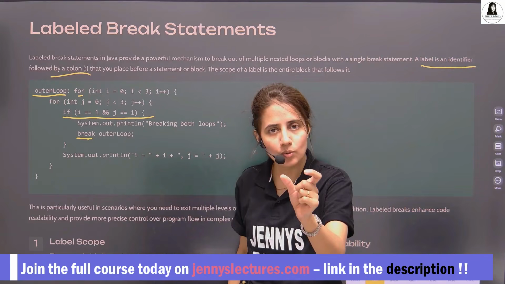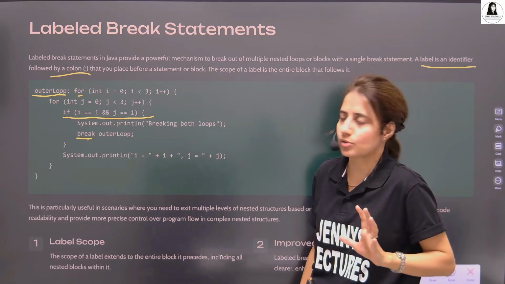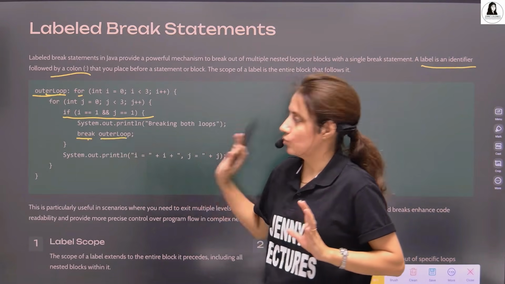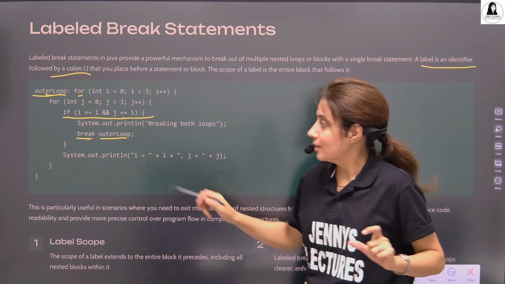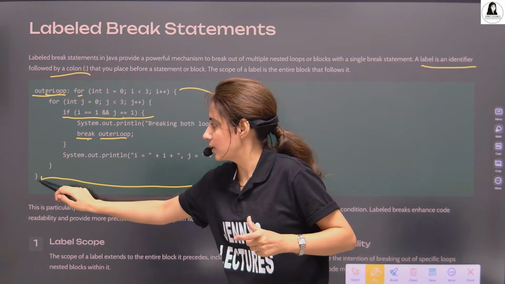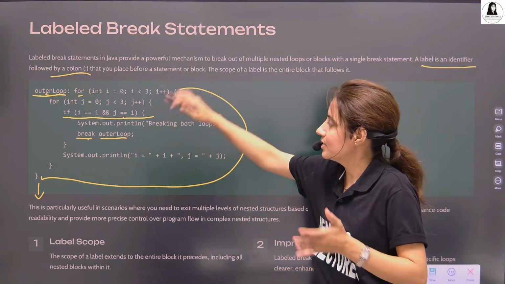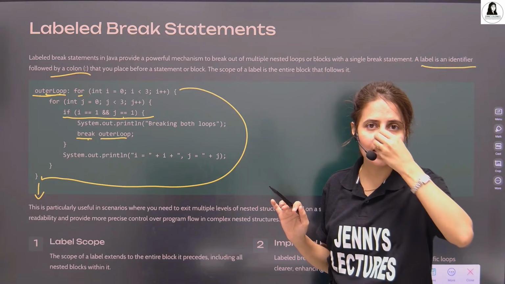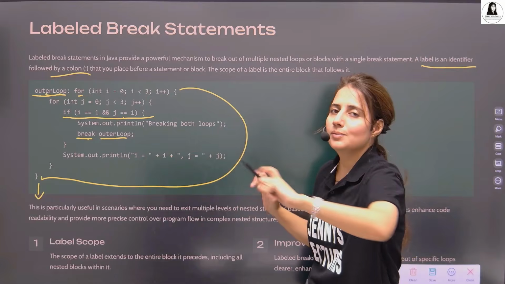Simply we write the break keyword, and after that, whatever label you want to use. So the label is outer loop, and here I have simply written outer loop. In this case, when this condition is met, we will be exiting from the complete outer loop as well. There would be no next iteration of the outer loop. We'll see practically the difference between the output of this labeled break and a simple break.